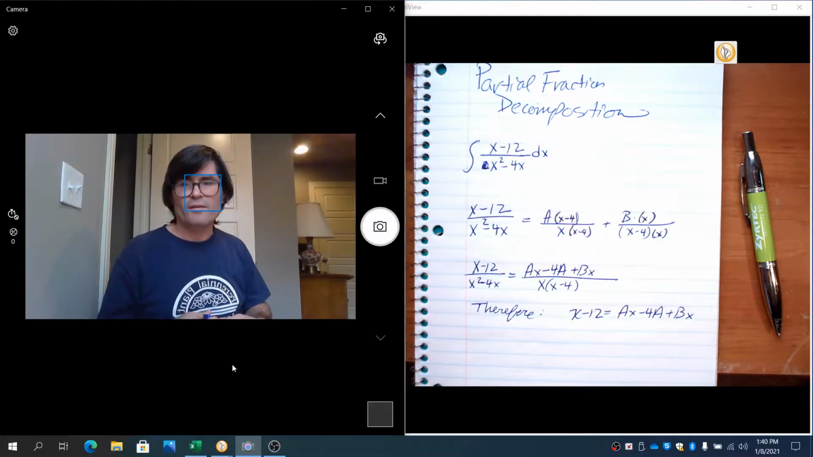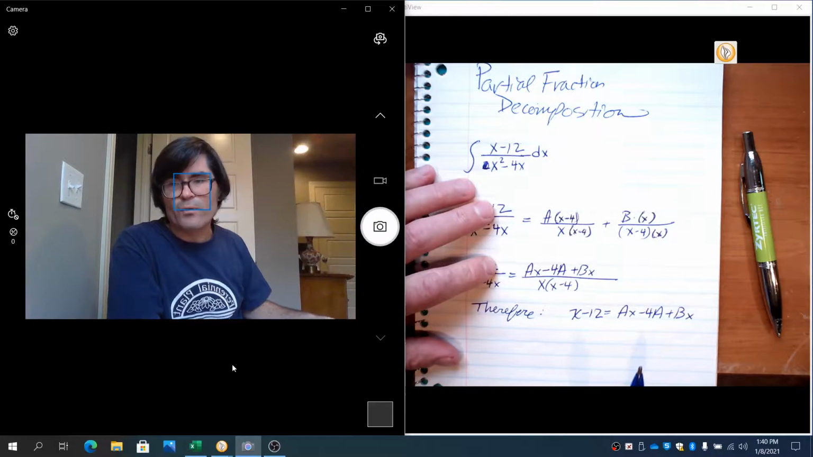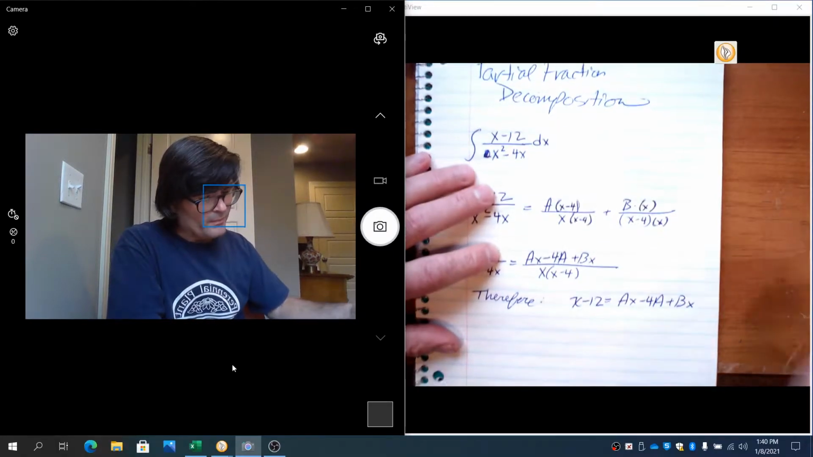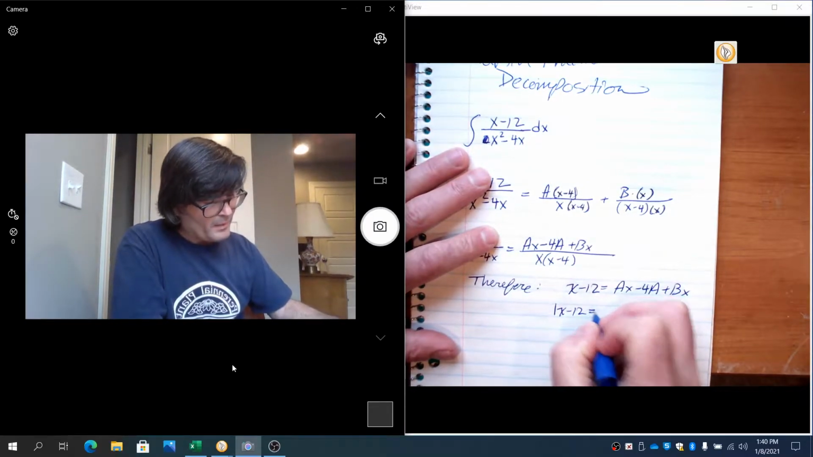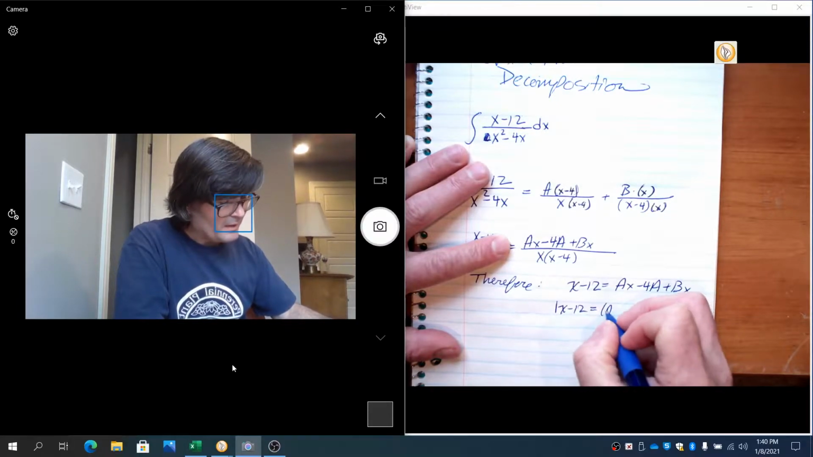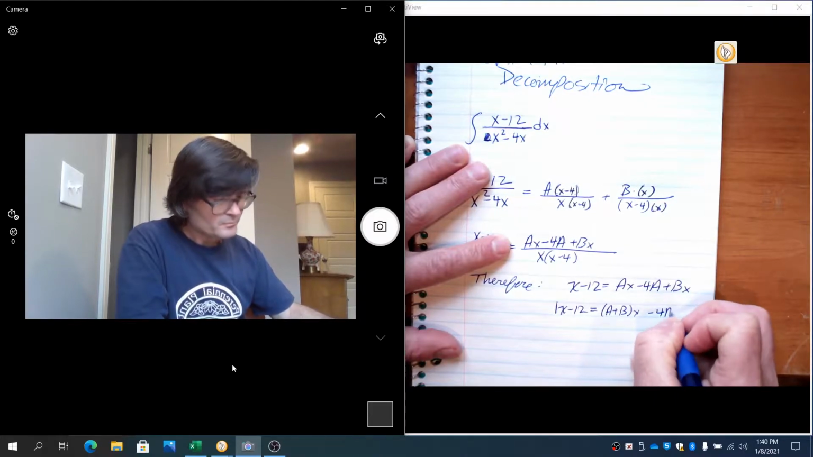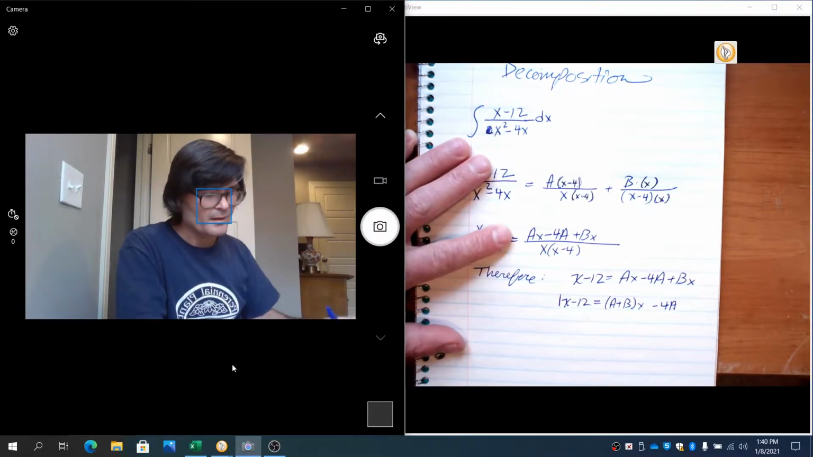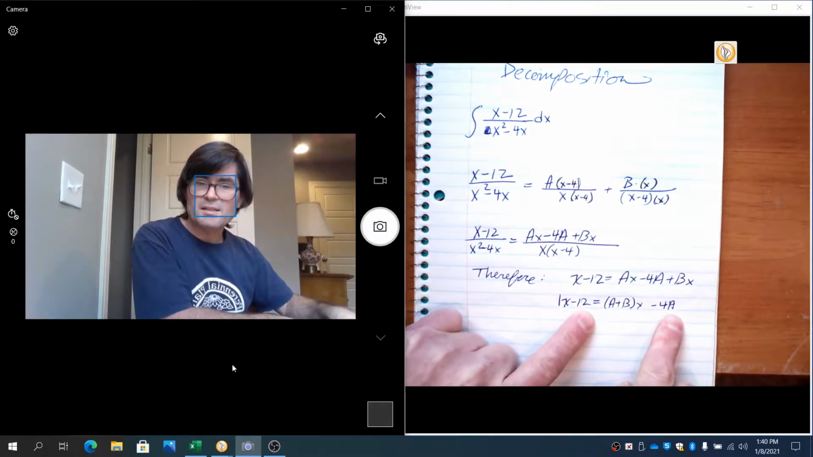And the facts I have here, one is just the equation itself. And the other is the fact that these can be written in the same format. So I'm going to write this down. We have 1x minus 12. And by format, I see ax and bx. That's going to be a plus b times x and minus 4a. By the same format, what I mean is a number times x and then plus or minus a constant. So these are written in the same format.